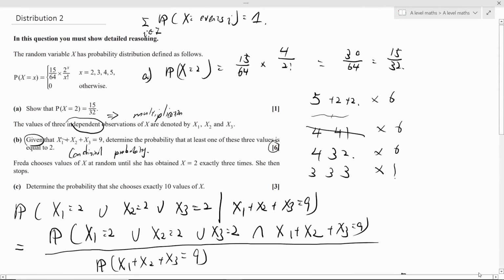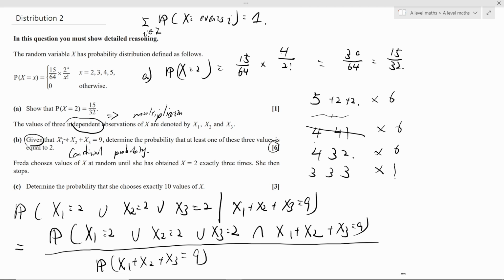0.250 roughly. And then to find the conditional probability, we need to find the smaller event that we're more interested in. That's the event that, given that the sum of the 3 is 9, at least one of them is 2. You can see it's those two here, right? 5, 2, 2, and 4, 3, 2. They both contain at least one 2.